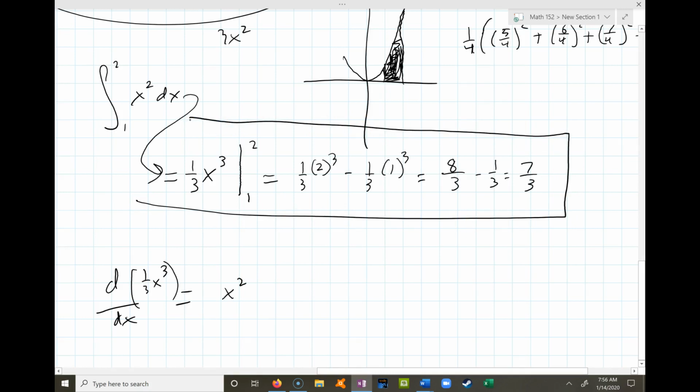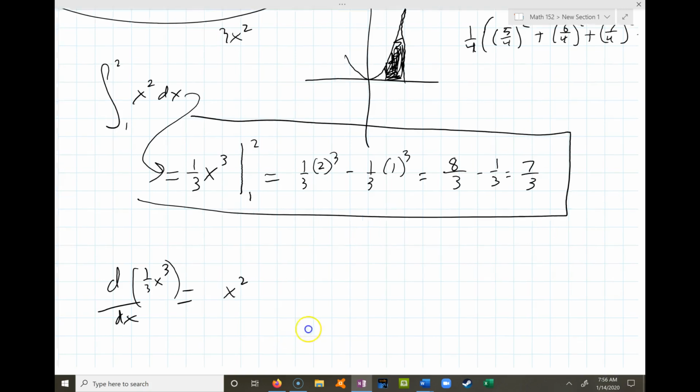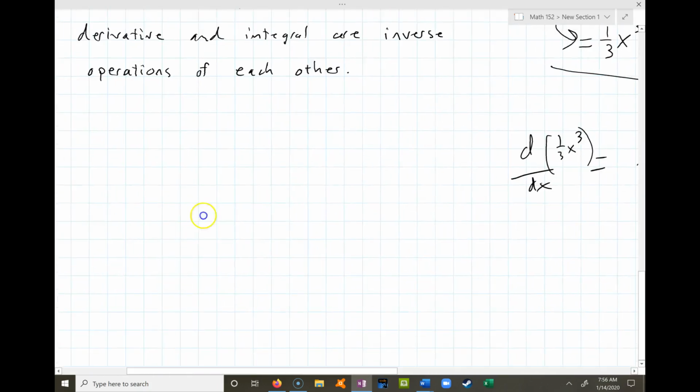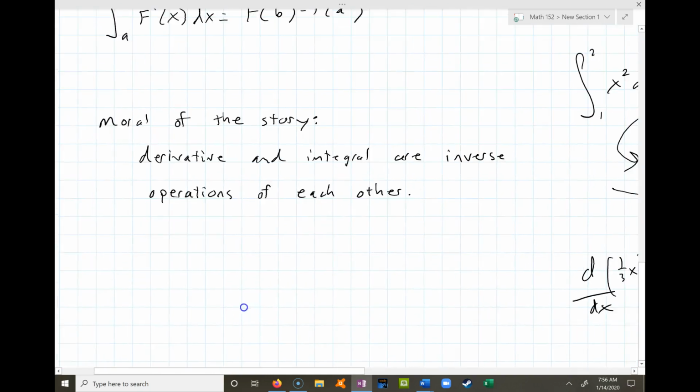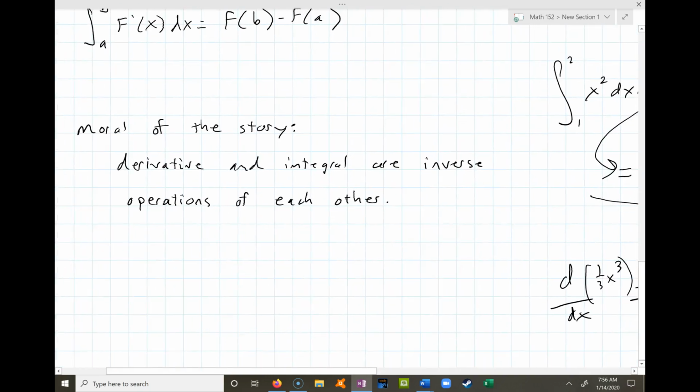And now you can see why I've had you practicing your derivatives, because if you can take a derivative, then you should be able to undo the derivative. So let's go back to here and the moral of the story. The moral of the story is that derivatives and integrals are inverse operations of each other. So if you have the derivative function and you want to get back to the function, you take the integral.